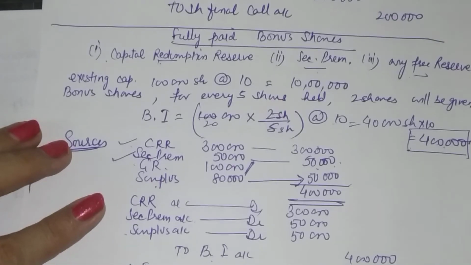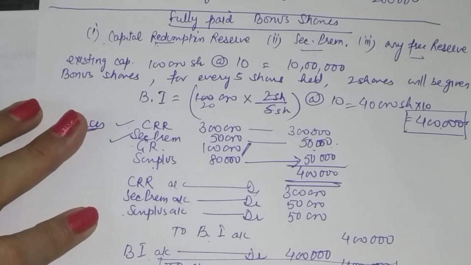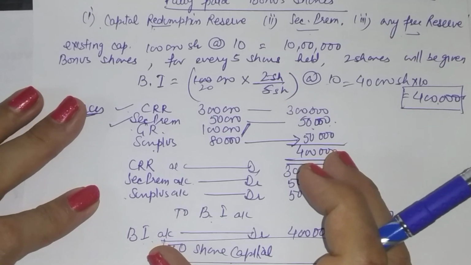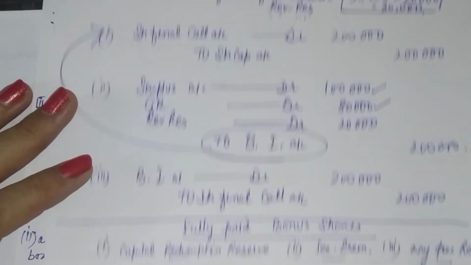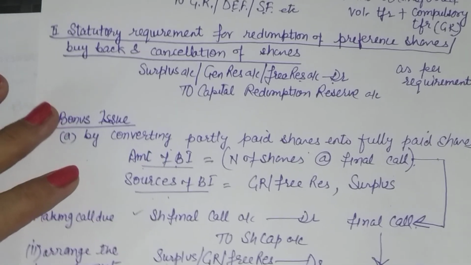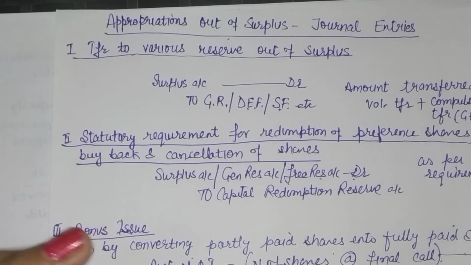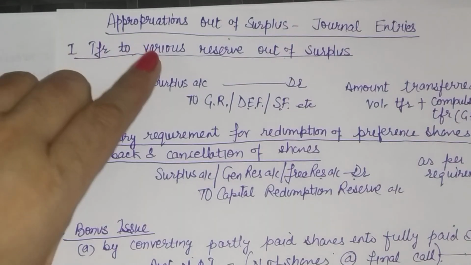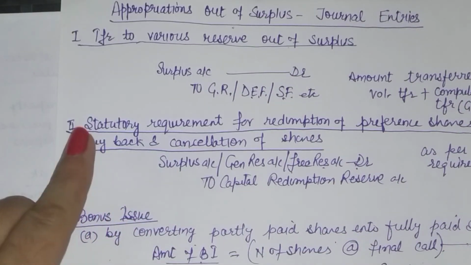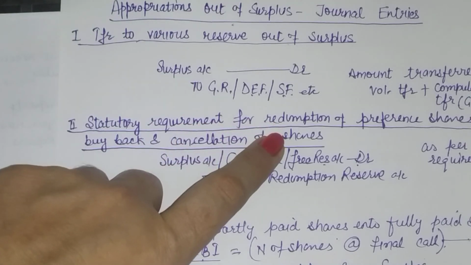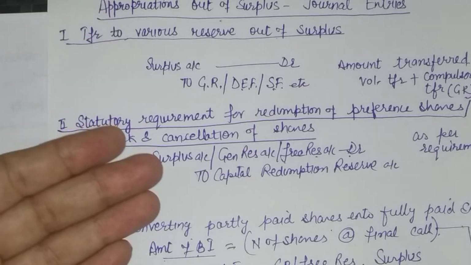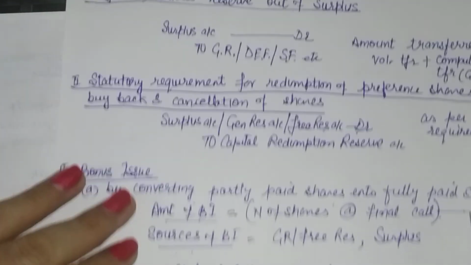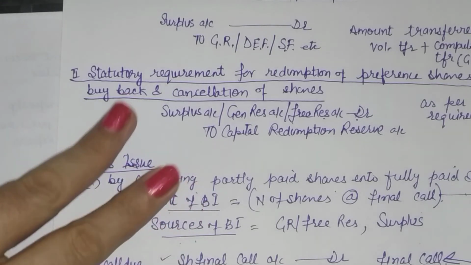So if we are to pass journal entries, we'll pass these entries for bonus issue. This is for fully called and paid bonus shares being issued. There are 2 entries, and these 3 entries are for converting partly paid shares into fully paid shares, right? So this way we have completed the 3 appropriations out of surplus for journal entries, transfer to various reserves, statutory requirement at the time of redemption. This is also similar to the first one because it is just a transfer to capital redemption reserve, right? Then you have bonus issue worked under 2 different cases.